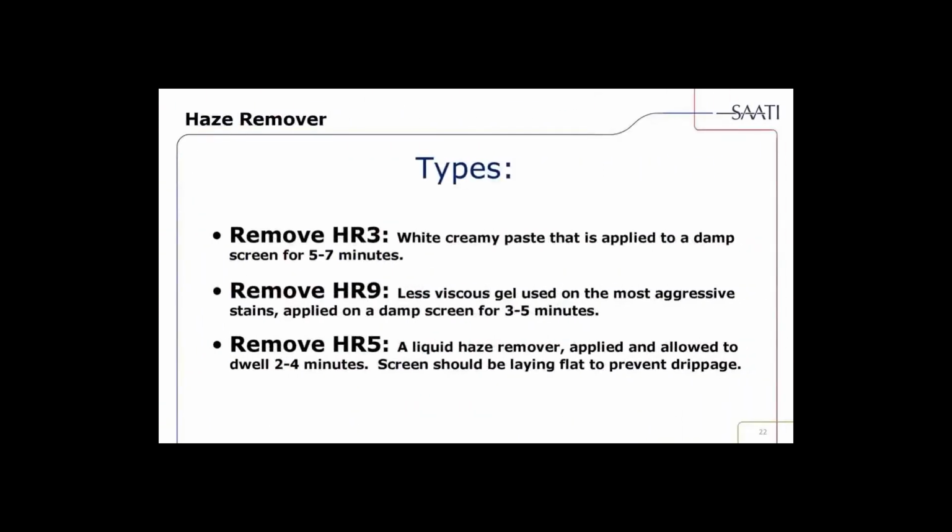Here are a few different types of haze removers that Saati manufactures, and we generally start with the HR3. This product is a white creamy paste and is applied to a damp screen and allowed to dwell for about 5 to 7 minutes. HR9. This is a less viscous gel used on the most aggressive stains. It's also applied to a damp screen and allowed to dwell 3 to 5 minutes. HR5 is a liquid haze remover, applied and allowed to dwell 2 to 4 minutes. When using this product, you should lay the screens flat to prevent the product from running off the screen.